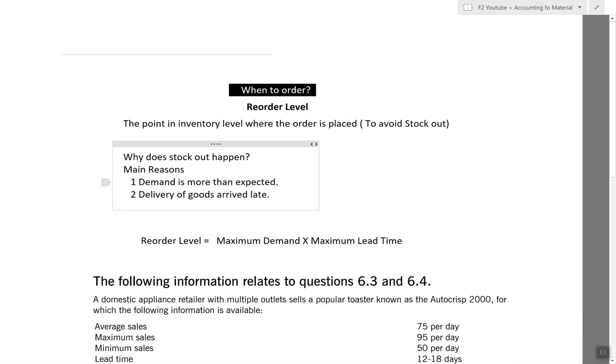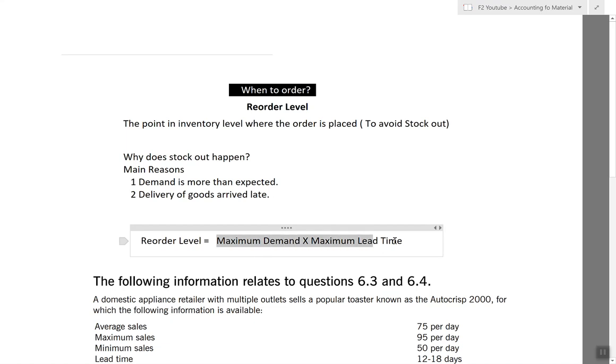So remember in exam or in question they said to avoid stockout. We want to avoid stockout. We don't want to run out of inventory before next order arrives. So there is a formula you need to learn, which is the reorder level equals maximum demand multiplied by maximum lead time. But there is a sense behind it. You don't just have to memorize it.